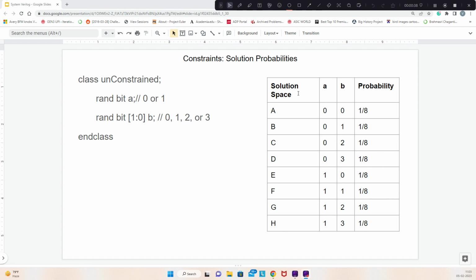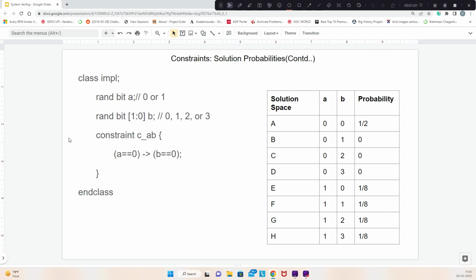When there are no constraints, the probability of getting each solution is equal. In that case we have 8 solutions and the probability is the same for all the solutions. Now it will be 1 by 8. The probability of getting each solution is 1 by 8 in this example.